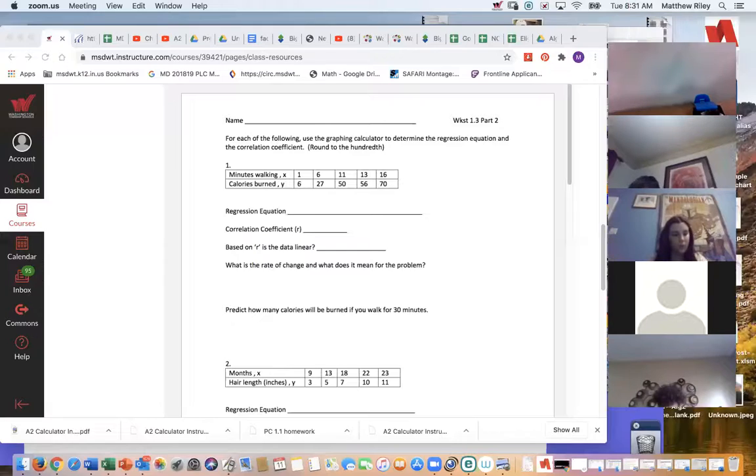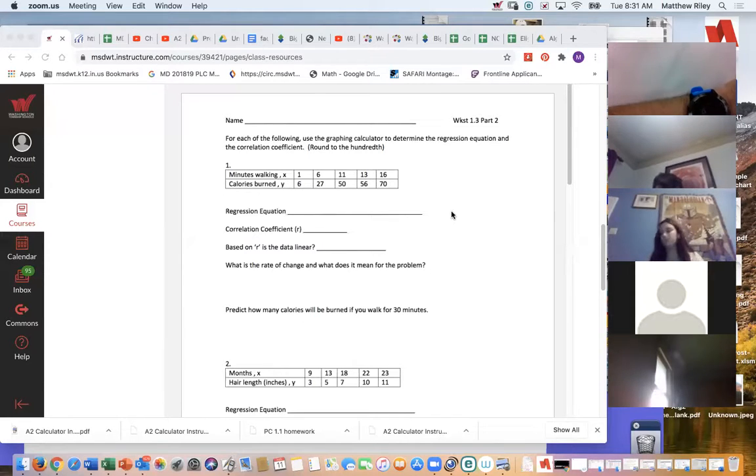I would like you guys to get out your notebook and let's go ahead and we're just going to do one problem and then we're going to move on. I want to just make sure that you guys know how to do this. You don't have to actually write this part down, but I want you to get your calculator and see if you remember how to do this.